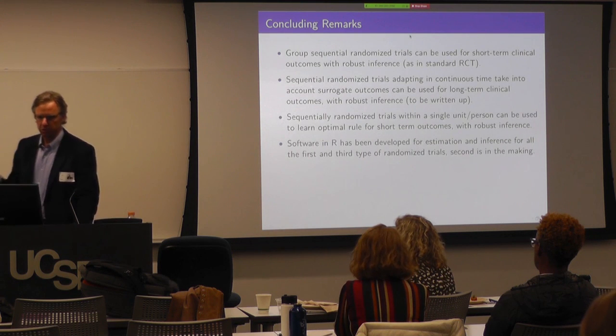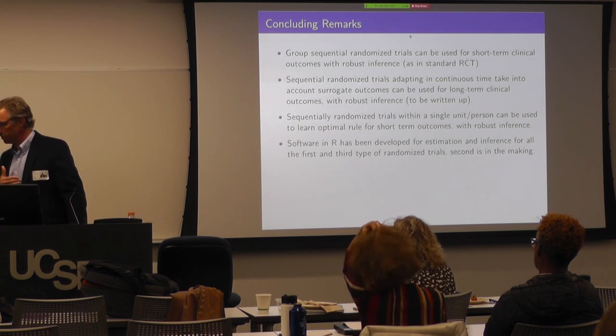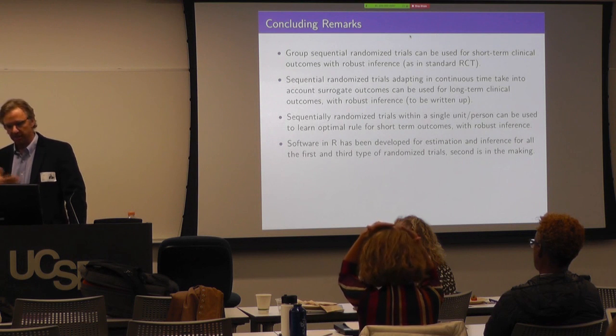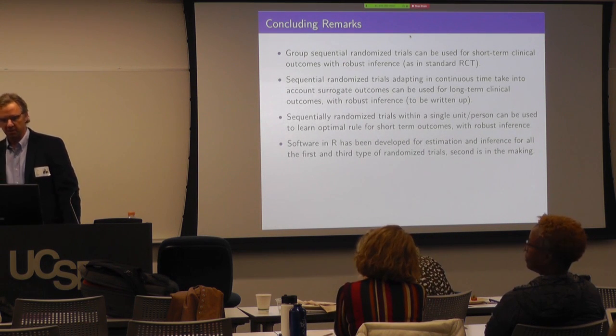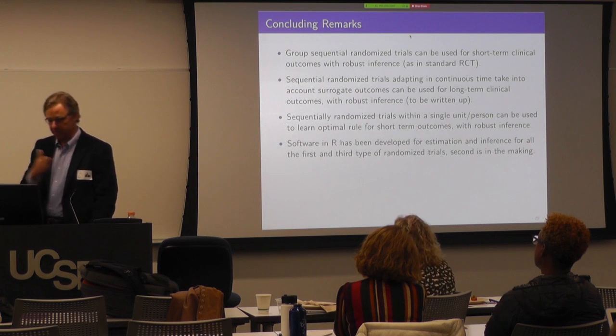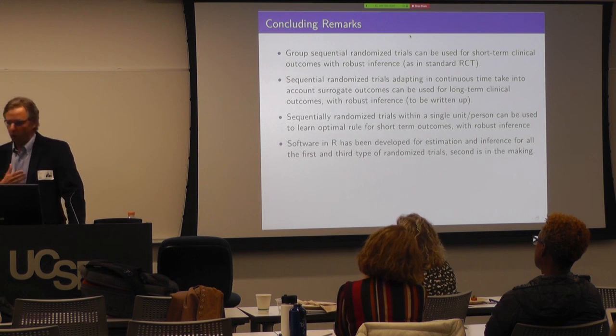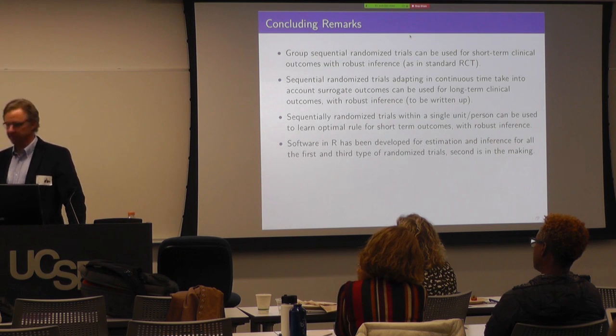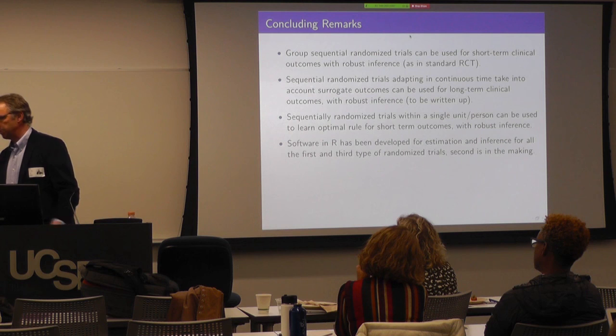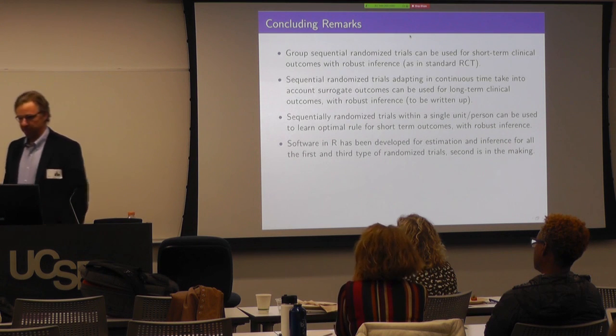The conclusion is that group sequential randomized trials can be used for short-term clinical outcomes. They're adaptive, like the sepsis one, but for sequential randomized trials adapting in continuous time, we will take into account surrogate outcomes. Again, we can do that. And all of these trials are completely robust. So there's no argument, even though we use machine learning. Everything is completely robust, it's unbiased, it gives you valid confidence intervals. So there is no argument that we have to simplify things.